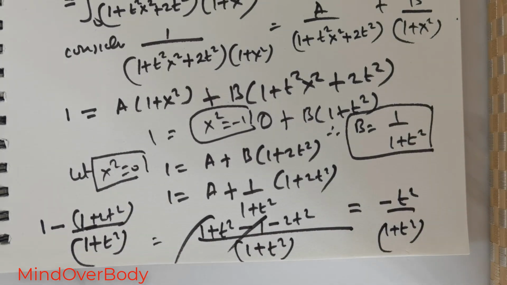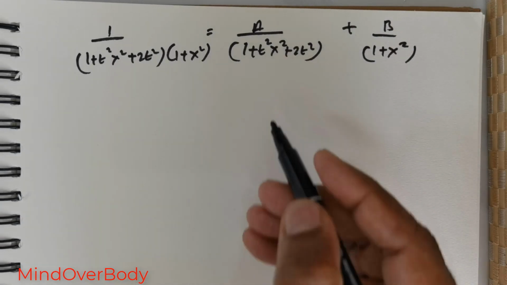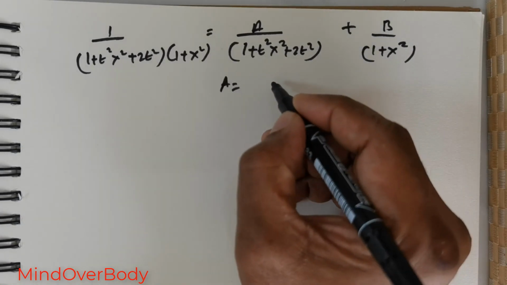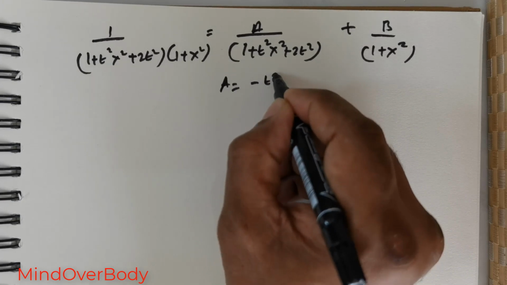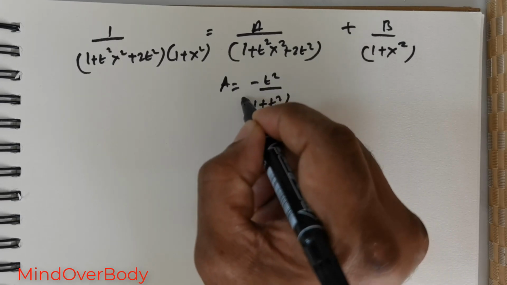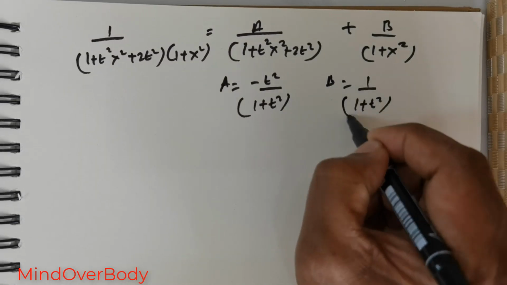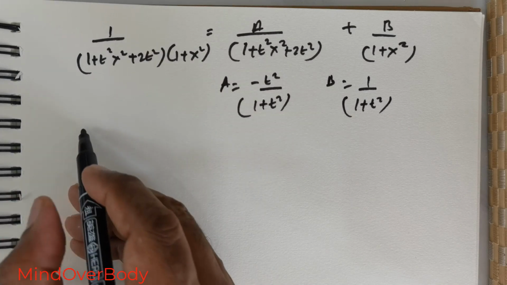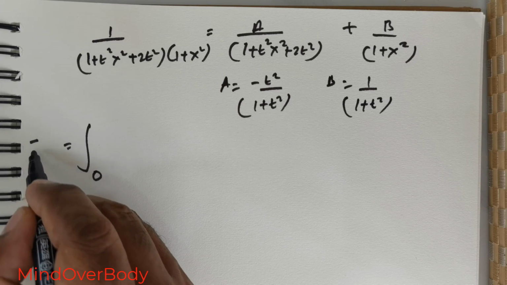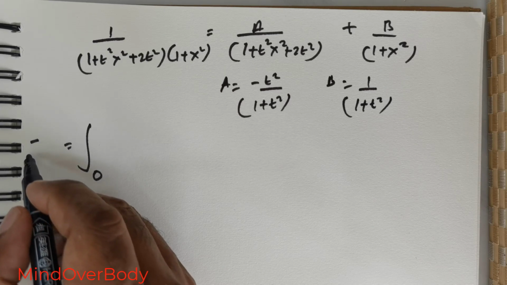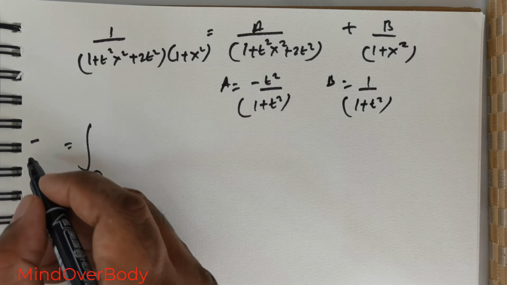I've exhausted the page. Let me move to the next one. Now this is what we actually started with, and we've got the value of A to be negative t squared divided by 1 positive t squared, and the B value is 1 over 1 positive t squared. This is what we've got. Now this is actually the integral. So let me write the integral down. So on the left we have I dash of t, right, because we applied the total differential.